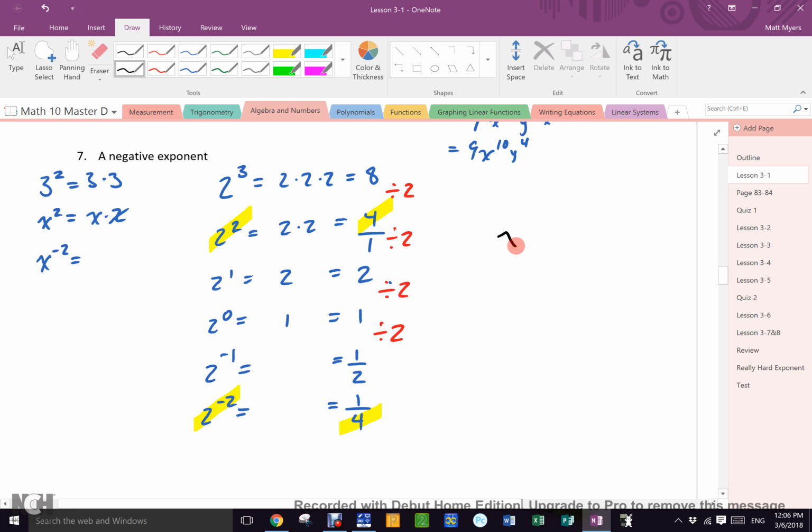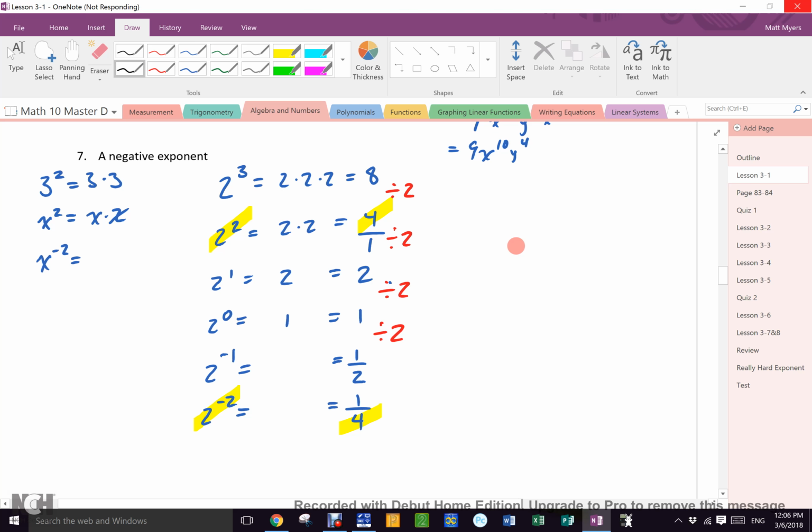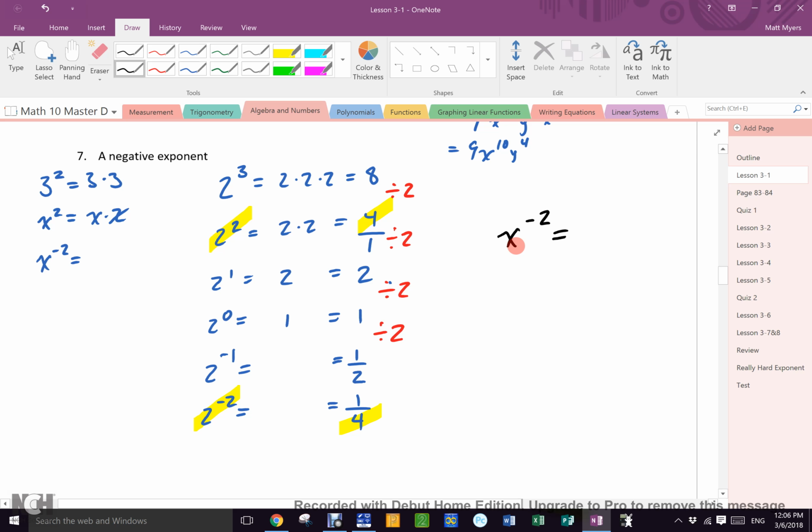X to the negative 2 is what? 1 over x to the, look at the exponents. This all makes sense. 1 over x to the 2. Makes perfect sense, right? Because that negative exponent isn't allowed. It makes no sense. Now, if you don't understand this stuff in blue, then what I'm about to write will be bothersome to you.